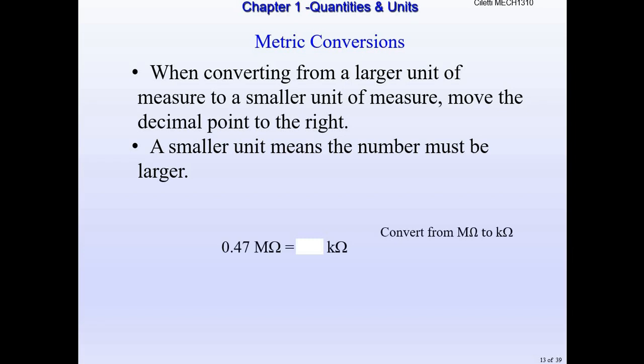So what does that mean? I have 0.47 mega ohms and I need to move to kilo ohms. Let's think about that real quick. Mega is what? 10 to the 6th. Kilo is 10 to the 3rd. You can reference the chart we did on the last slide.